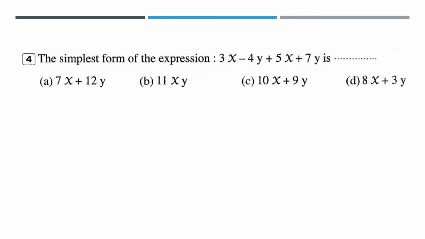Question 4 بيقول لي the simplest form of the expression 3x minus 4y plus 5x plus 7y. بقول له طب تمام, we will take the similar items. I have 3x and 5x gives 8x. تمام. And I have negative 4y and positive 7y, which will give me positive 3y. So the final answer is 8x plus 3y, which is choice D.